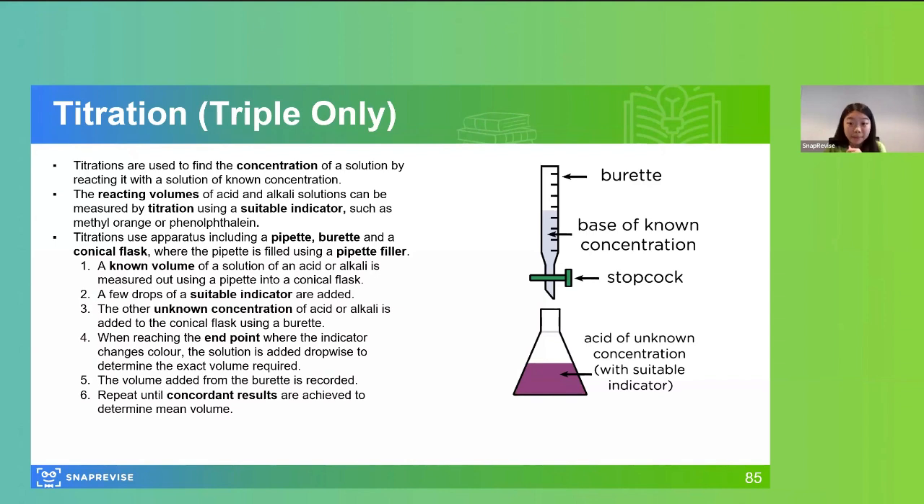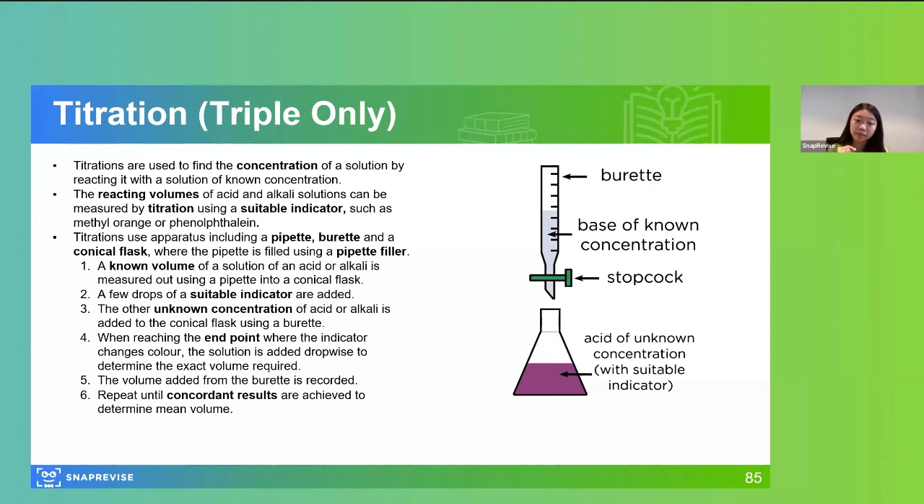Okay, now I'm going to break down the steps of what you need to do. First, take a known volume of the solution of this acid or alkali, whatever you're using, measure it out using a pipette and put it into a conical flask. This is the solution that you don't know the concentration of, but you need to have a fixed volume. This is very important for titration calculations.